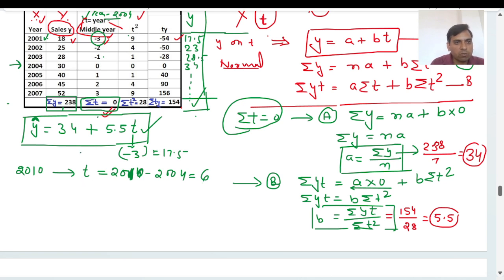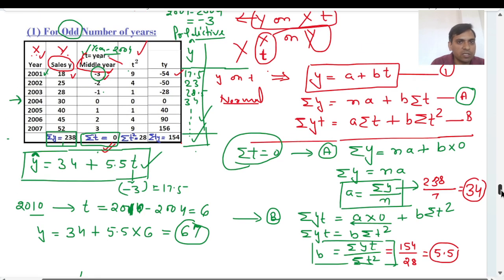So when you put t equals 6 in this equation, y equals 34 plus 5.5 into t, and t equals 6, then on solving you will get 67. So 67 is the sales in 2010. This is the forecasting for 2010, and these are all predicted values. This is the overall concept of regression analysis for time series.